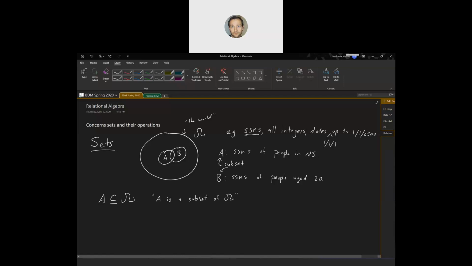So these two sets, A and B, might have some overlap. And this overlap is called an intersection. So these would be people aged 20 who live in New Jersey, what their social security numbers are.